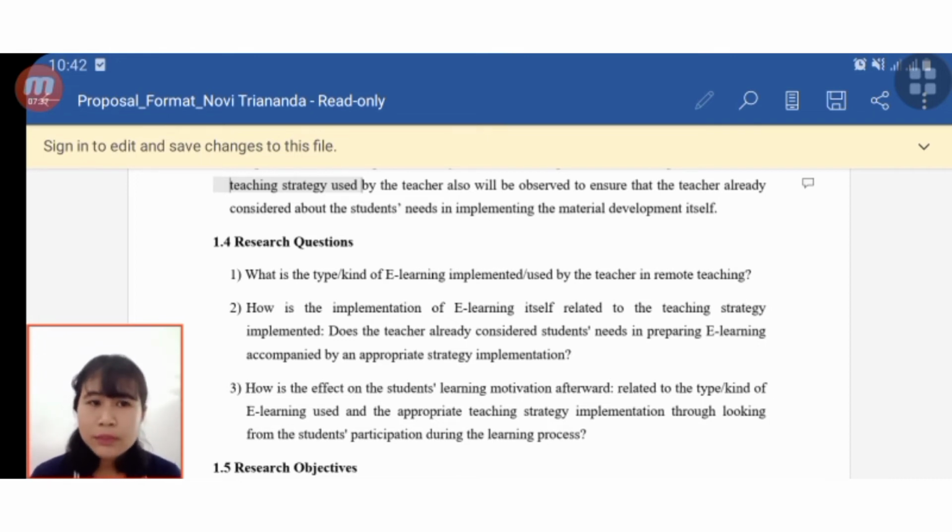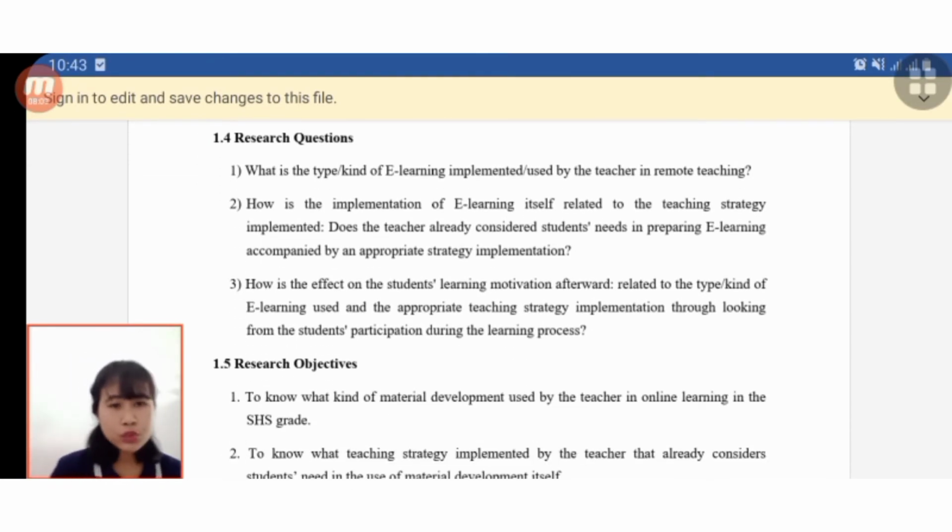And the second one is, how is the implementation of e-learning related to the teaching strategy implemented? Does the teacher already consider students' need in preparing e-learning accompanied by an appropriate strategy implementation? This question also needs to be answered through a qualitative method, same as the first research question. You need to do an interview or observation on this. While the last research question is, how is the effect on students' learning motivation afterward related to the type or kind of e-learning used by the teacher, looking at the students' participation during the learning process. To find out the effect, you need to use a quantitative method, because you need to find out the effect itself.